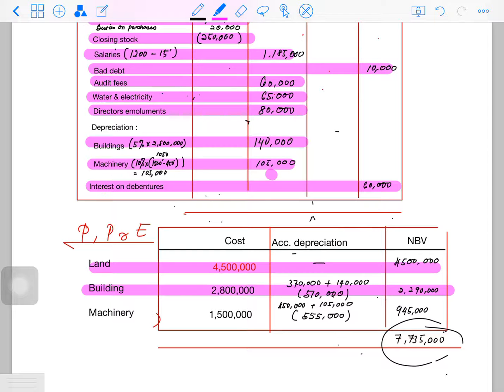Next we have quoted investment, 1 million. This is an item in financial position. So in your financial position, quoted investment, 1 million. Okay, dalam financial position.